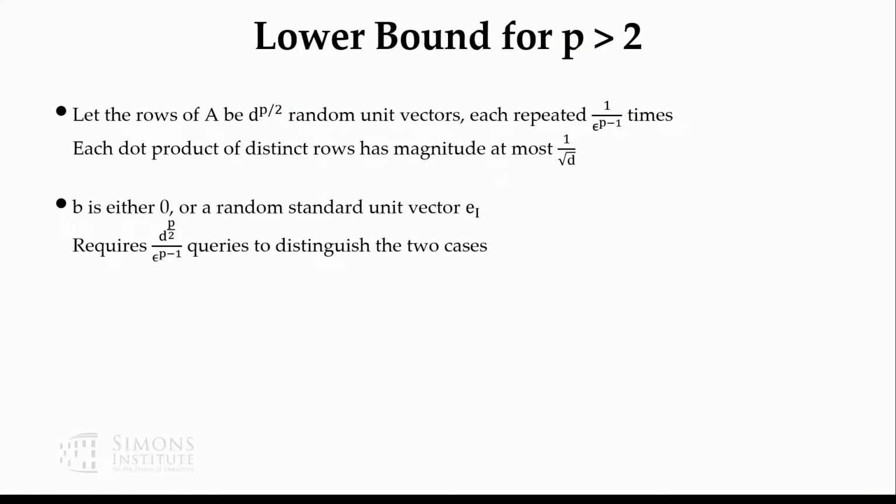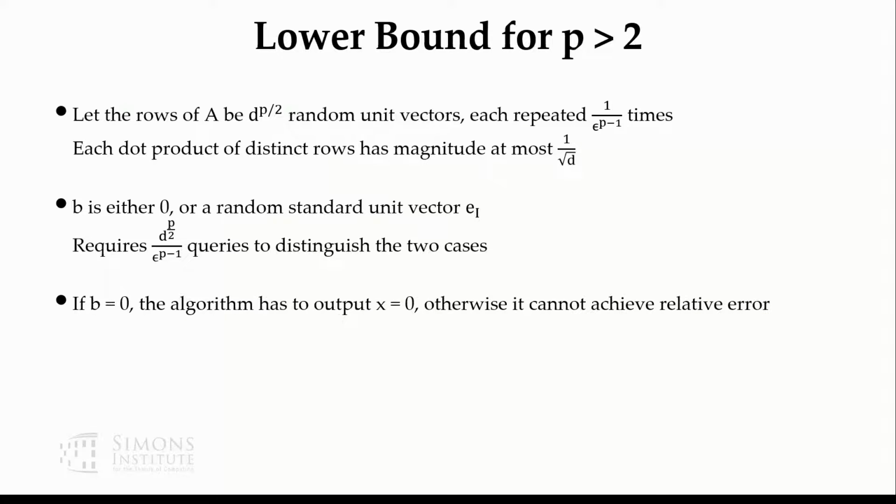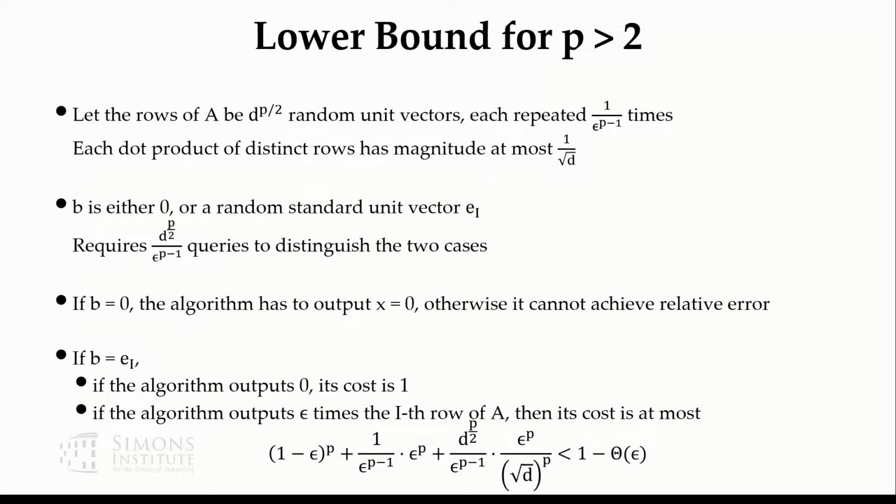Why do you need to read all of B for the error guarantee that we care about? Well, if B is 0, then we have to output x equals 0. We want a relative error solution, and the cost is actually 0 if B is 0, so we should output x equals 0. But what happens if B equals e_i? If the algorithm outputs 0, it just pays the norm of B, which is 1.